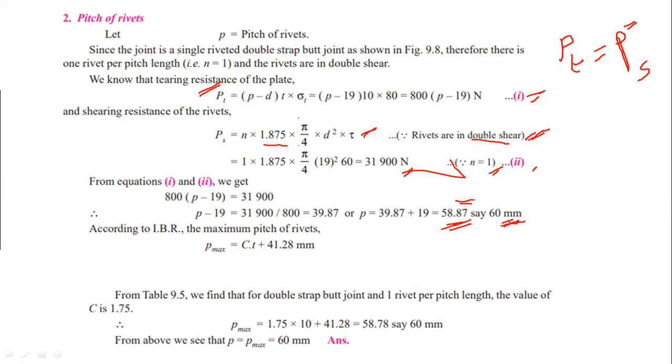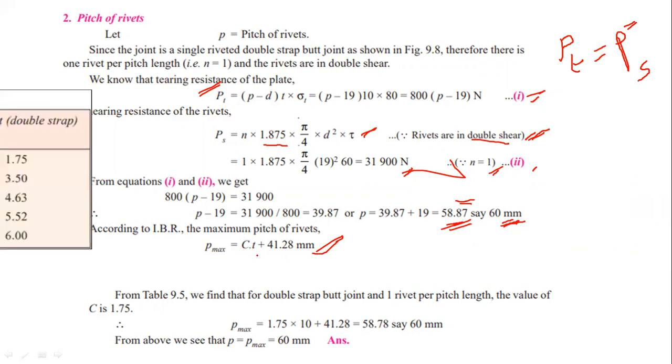Now you have to check this value by determining the maximum pitch of the rivets. You have to use this formula: maximum pitch equal to C into T plus 41.28. Here T is the thickness, 10 mm. Capital C is a constant value, which you have to consider from a standard table.